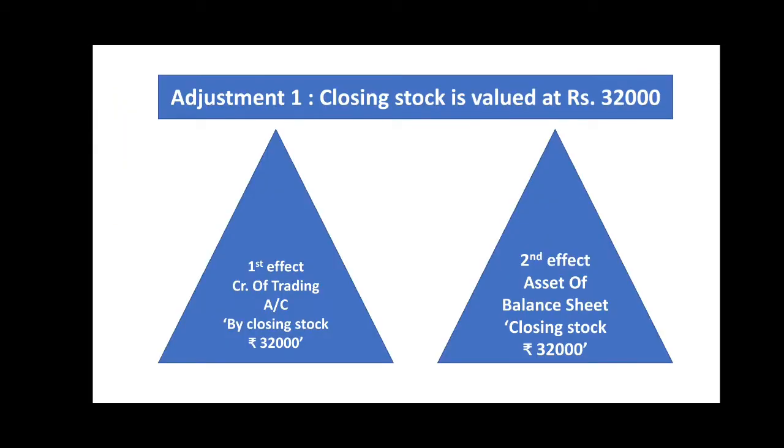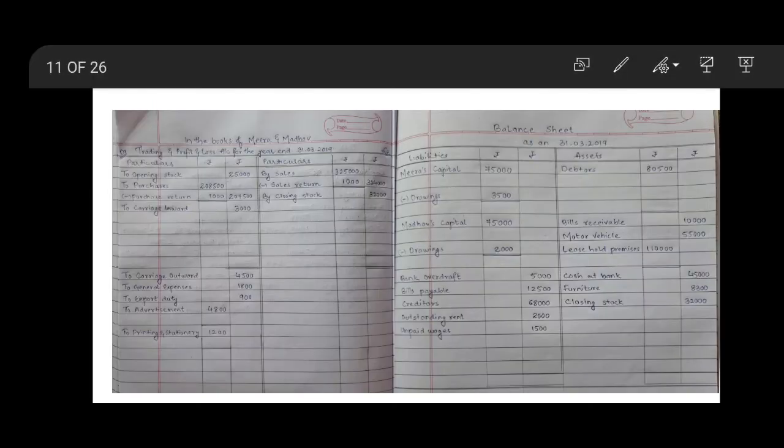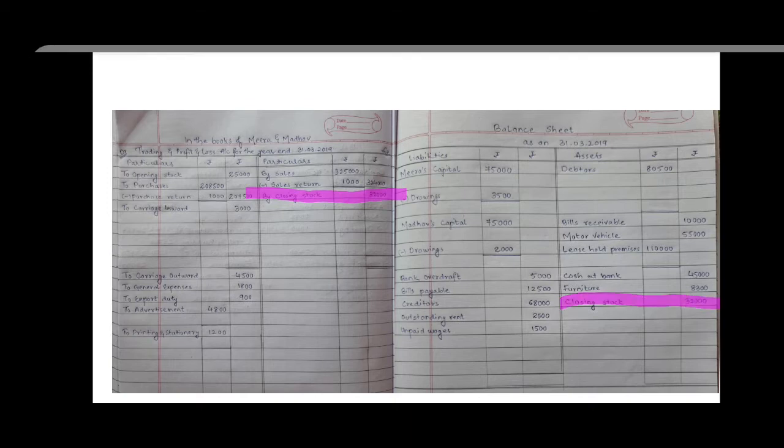Next adjustment, adjustment 1, closing stock is valued 32,000. You better know the first effect goes to credit side of trading account, writing by closing stock 32,000, and second effect to the asset of balance sheet closing stock 32,000. It is written here credit side of trading account by closing stock, asset side of balance sheet by closing stock 32,000, 32,000 both the sides.